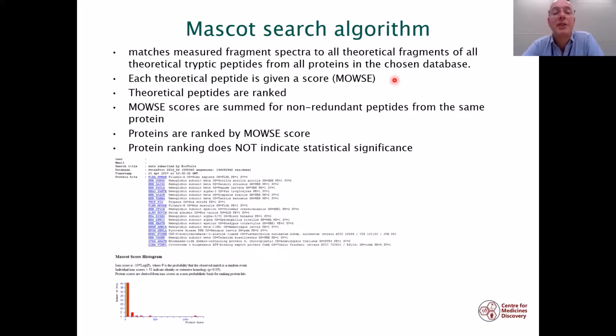And then those peptides are ranked based on their Mascot score. The Mascot scores are summed for non-redundant peptides from the same protein. So if we have 3, 4, 5 high matching scores to the same protein, they are summed together. And then the proteins are ranked again by Mascot score. So this is typical Mascot data, and this is the ranking.